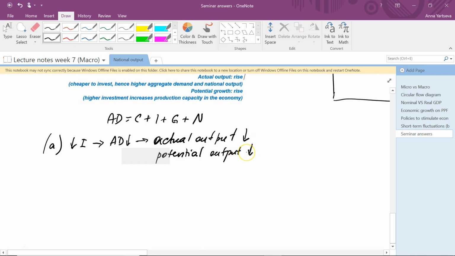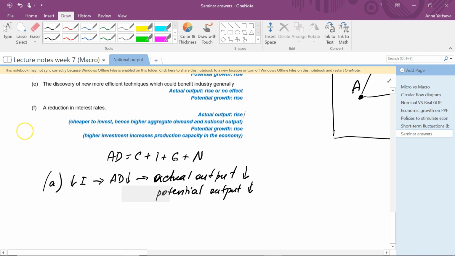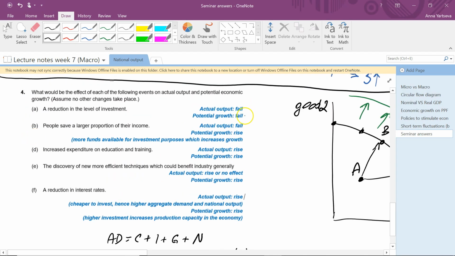Investment is important. We need to maintain and replace obsolete capital, and we'll need to keep adding in order for our output to increase in the future. If we don't do this, if we don't invest, this potential output which we can produce will shrink gradually. So there will be drops in both cases.